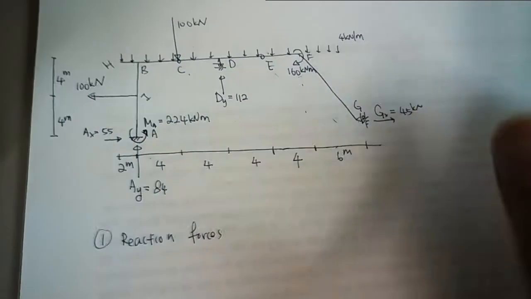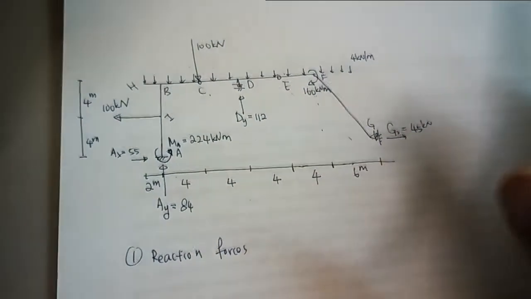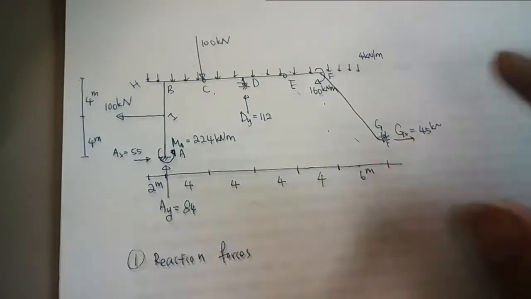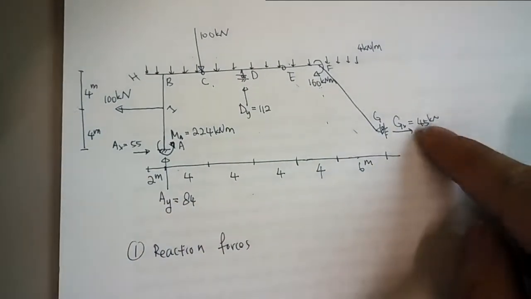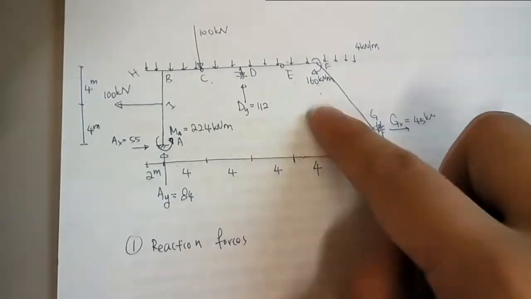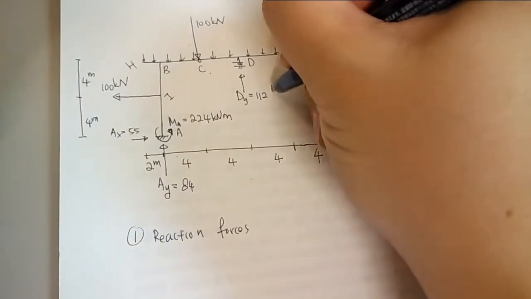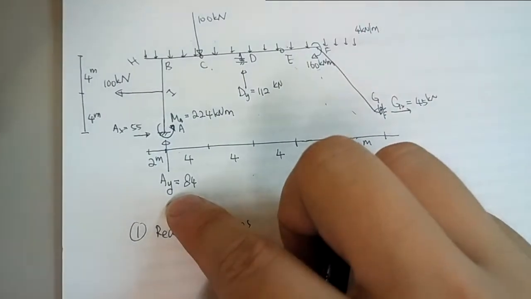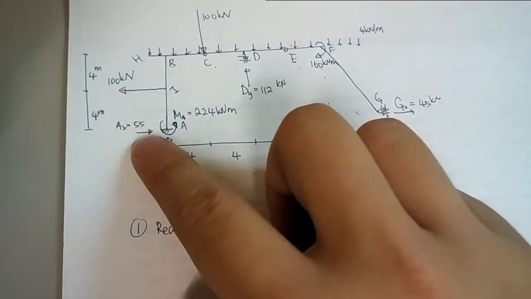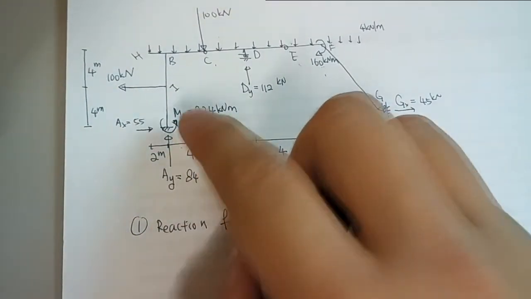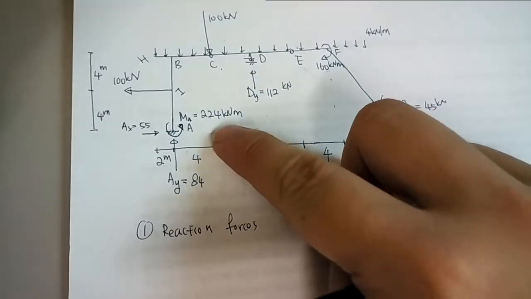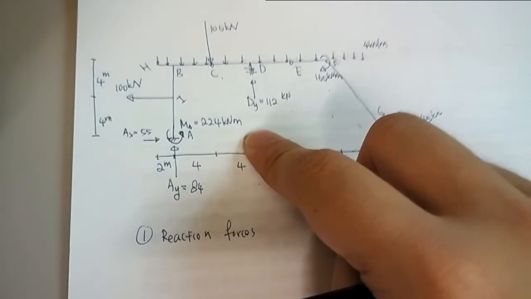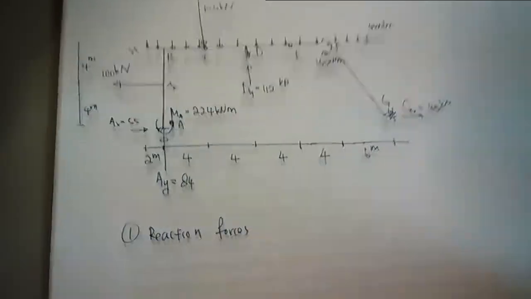You need to find out the reaction forces before you can draw the axial force, shear force, and bending moment diagrams. I already helped you to find them: Gx is 45, Dy is 112 kN, Ay is 84, Ax is 55, and MA is anti-clockwise, 224 kN.